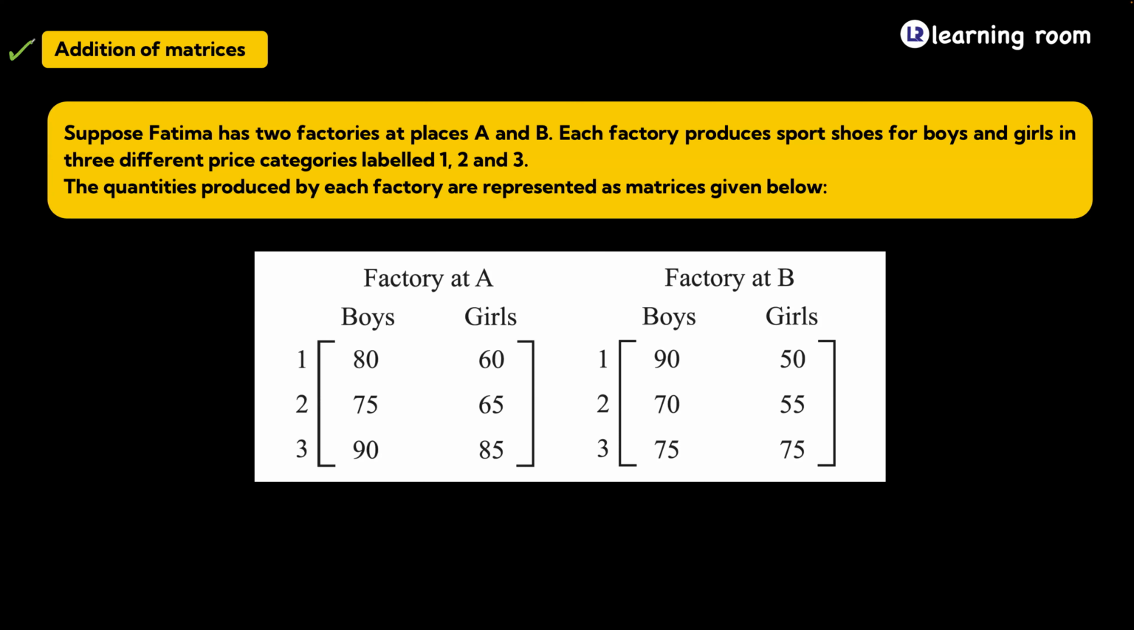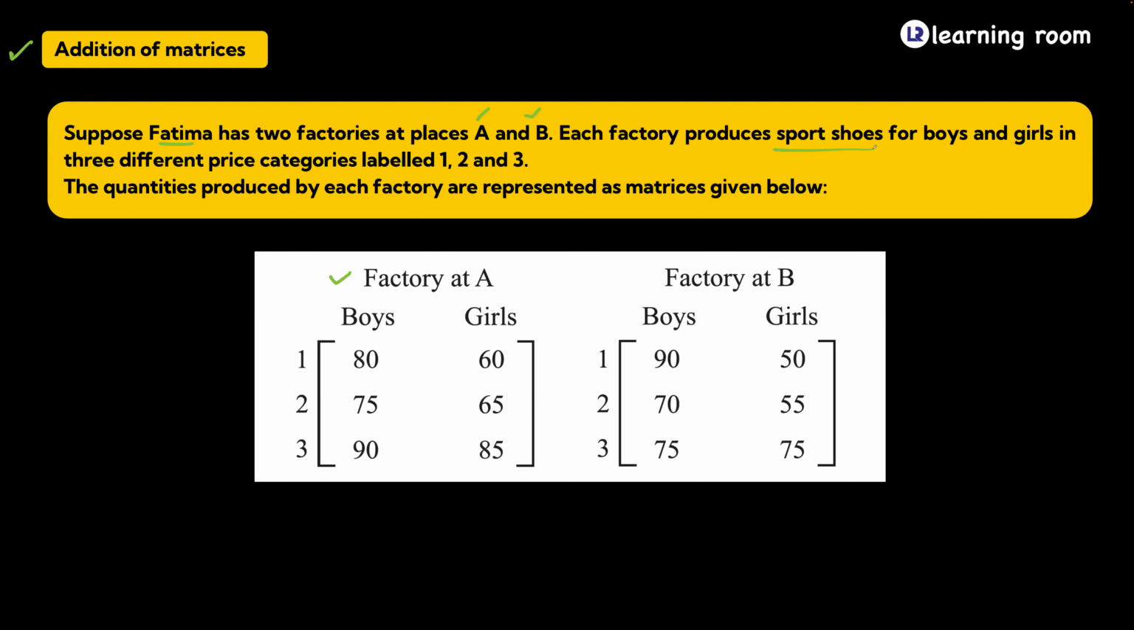Let's take a problem statement. Suppose Fatima has two factories, which are A and B, and each factory produces sports shoes for boys and girls in three different price categories labeled 1, 2, and 3. So the quantities produced by each factory are represented in the matrices given below. So they have given us the data set in the matrix format, right? So each factory is going to do the same thing. It will produce the same sports shoe, right? But the costing is different.